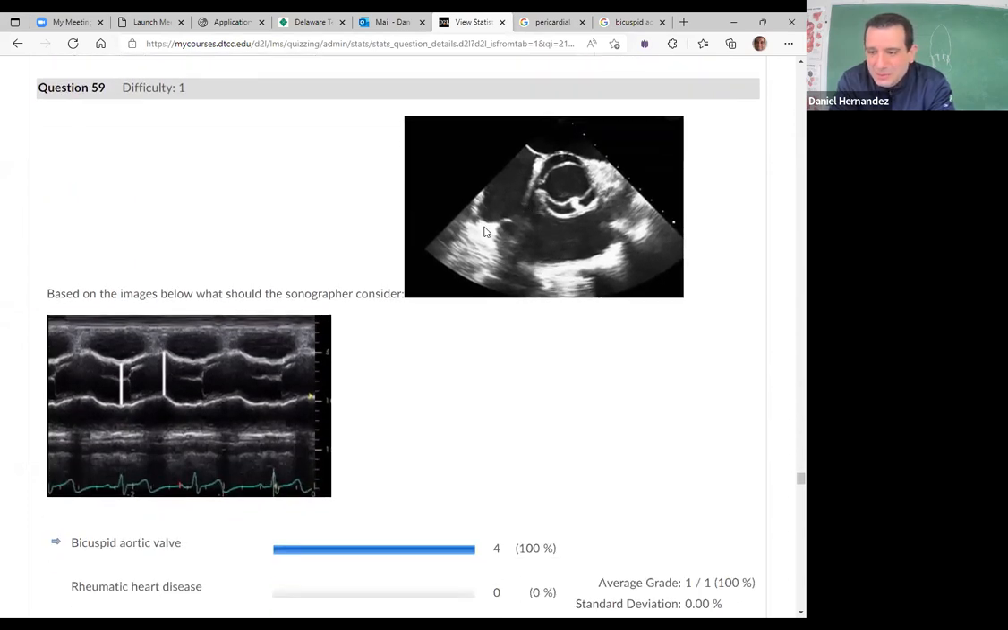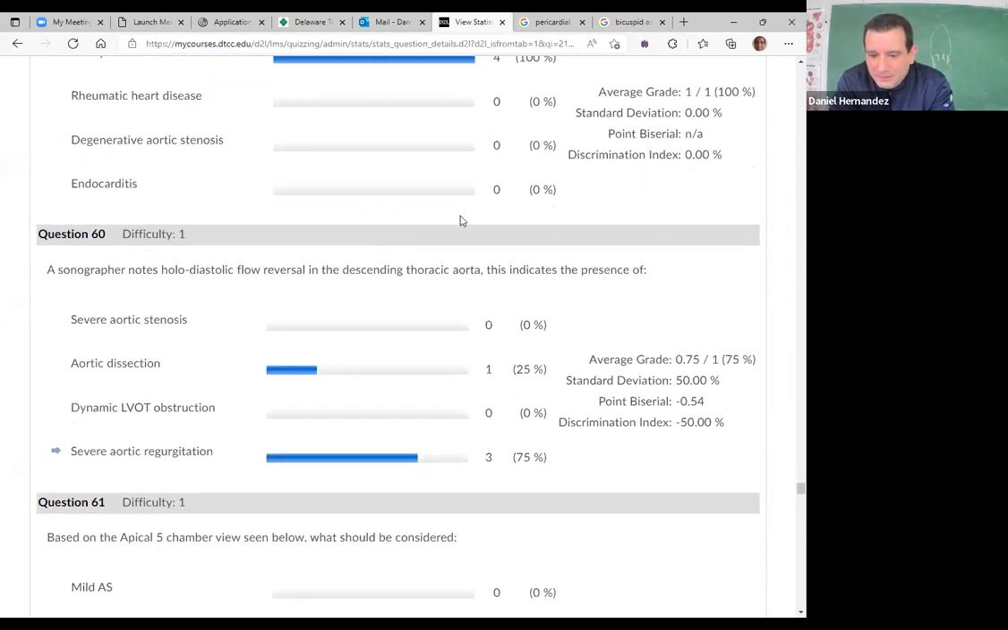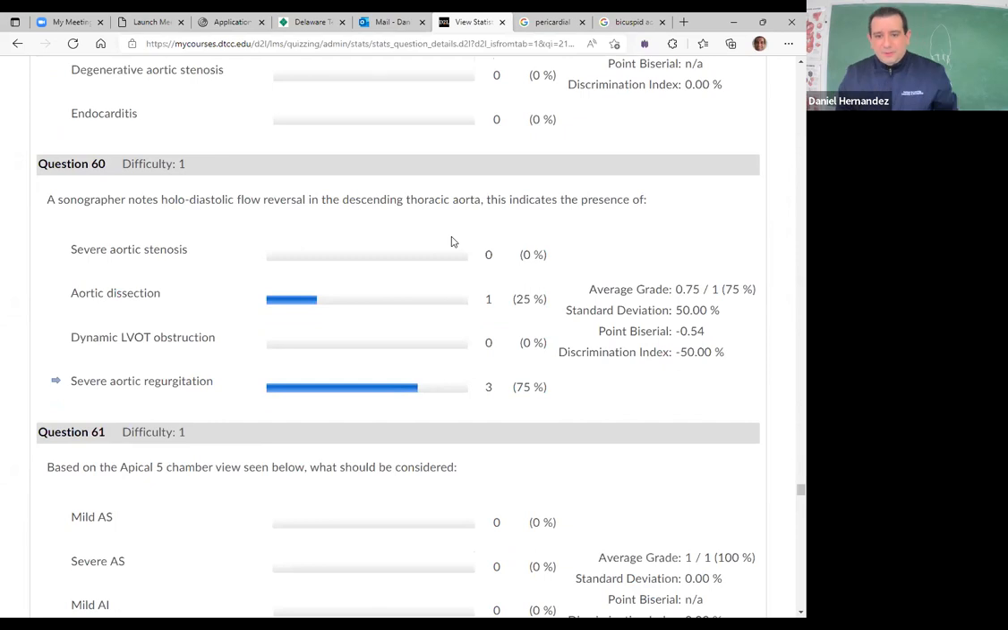So this is good. It showed a bicuspid aortic valve. Sonographer notes holodiastolic flow reversal in the descending thoracic aorta. This is an indication of severe AI, or severe aortic regurgitation. That's one of the things we'll look for in determining the severity of aortic regurg: the presence of holodiastolic flow. Throughout diastole, we see a flow reversal in the descending thoracic aorta.